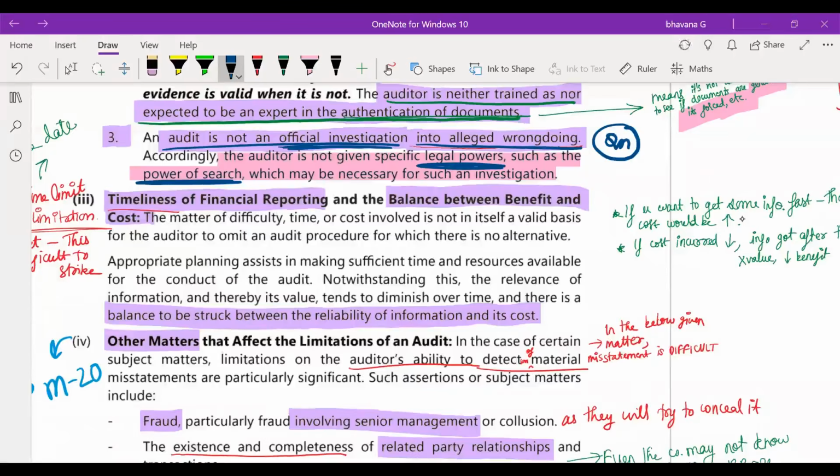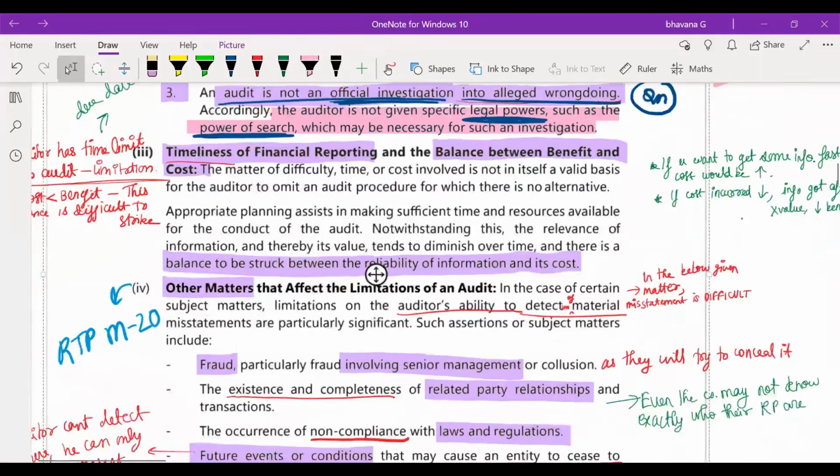So audit is not an official investigation. It is just an examination. Okay, so that is what they're trying to say here. Remember this point: audit is not an official investigation into alleged wrongdoing. This line is very important.